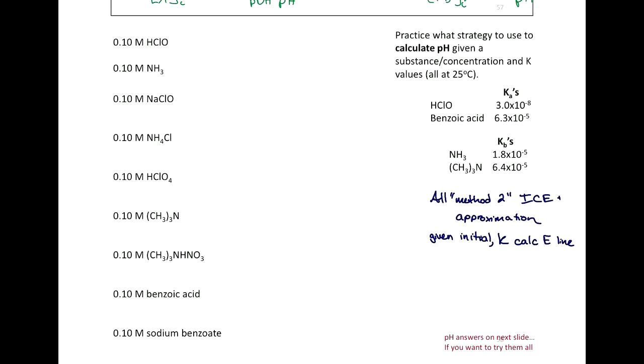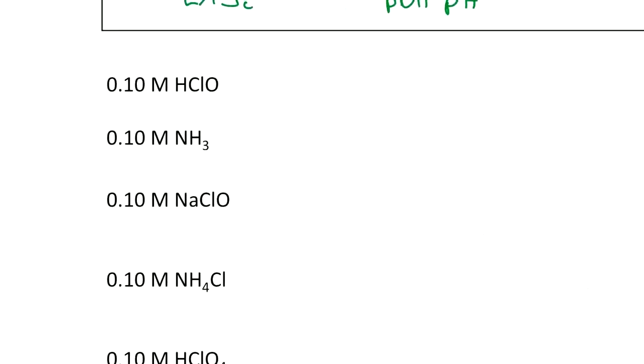All right, so here is the Ka for HClO. We have a Ka for benzoic acid. We have a Kb for ammonia and a Kb for trimethylamine. All right, so what is this? An acid or a base?